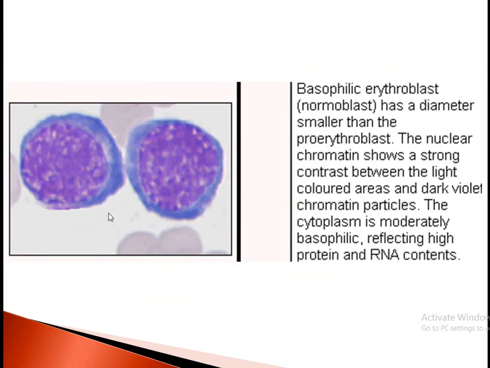The next is the basophilic erythroblast, having a diameter smaller than the proerythroblast. Nuclear chromatin shows a strong contrast between the light-colored areas and dark violet chromatin particles. The cytoplasm is moderately basophilic, reflecting high protein and RNA content.